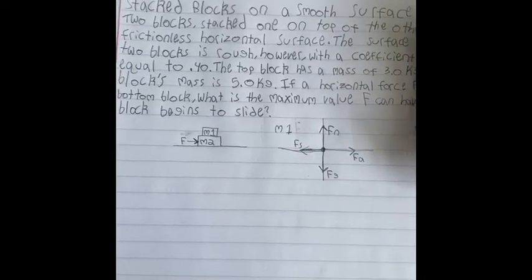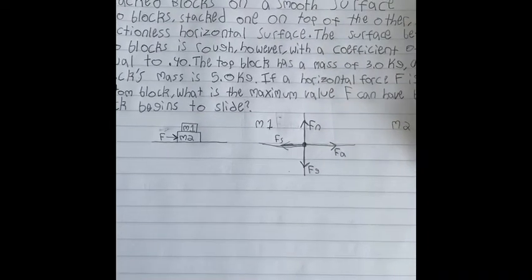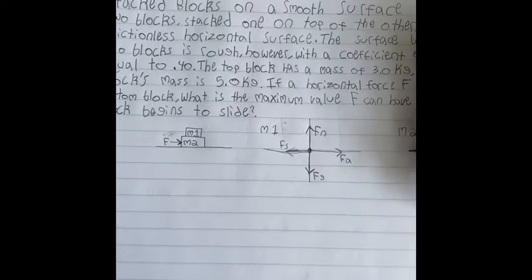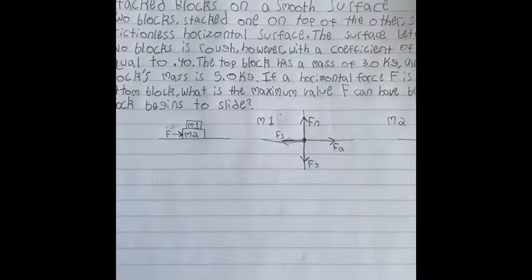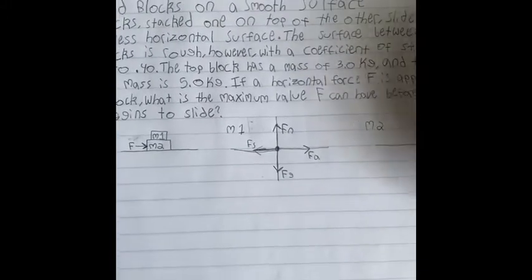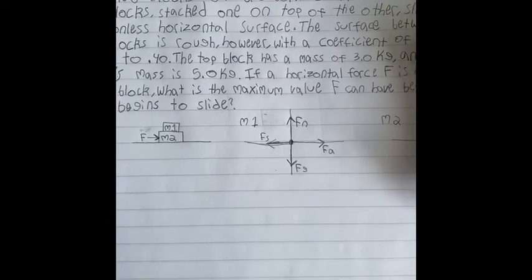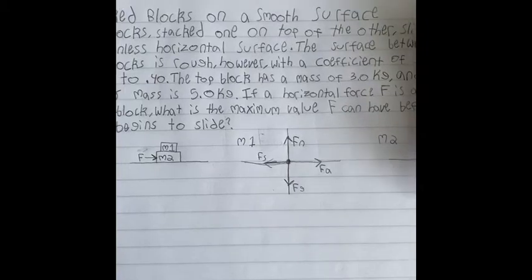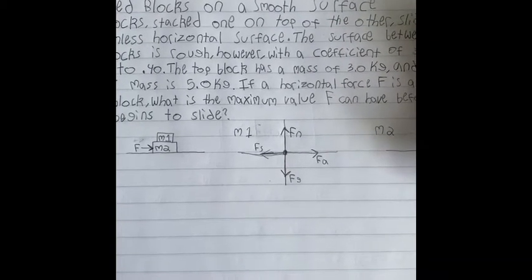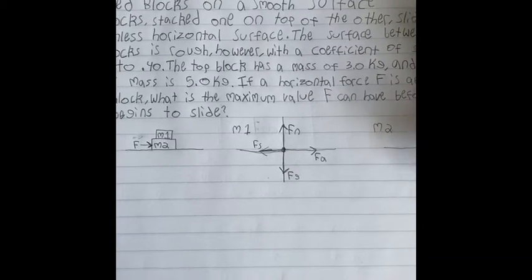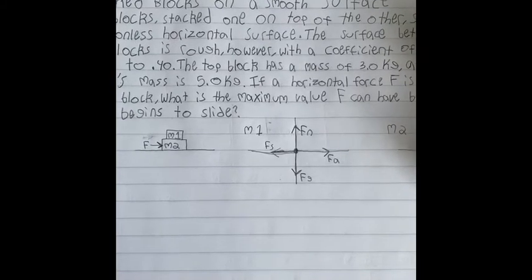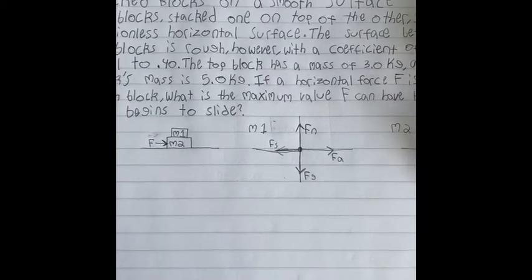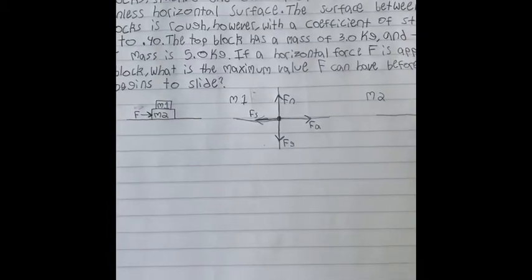And then for the second mass, M2, we have the force of gravity pulling down on it, Fg, and there's also the normal force acting on it, and there is the force applied. There's no friction force on the bottom block, it's only on the top block.